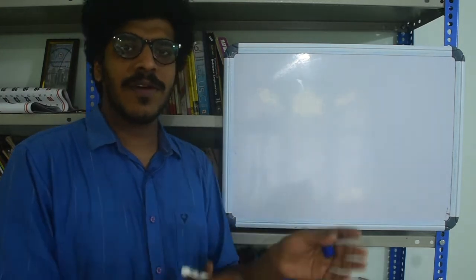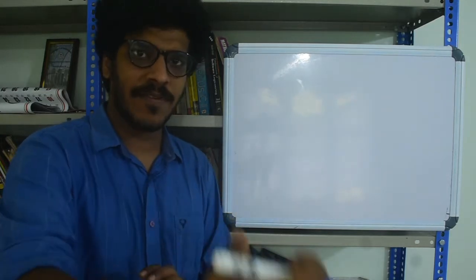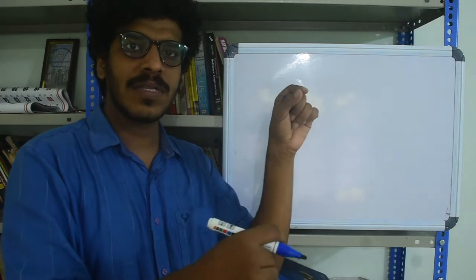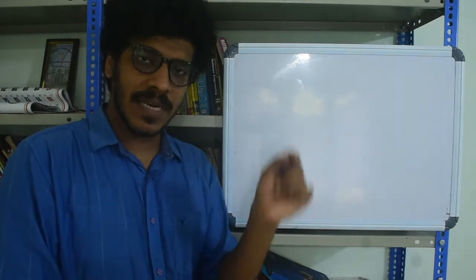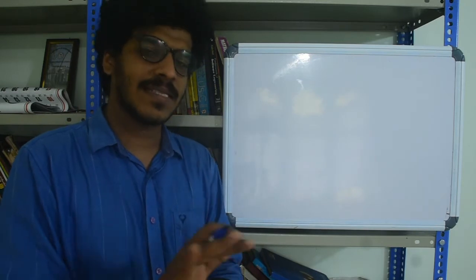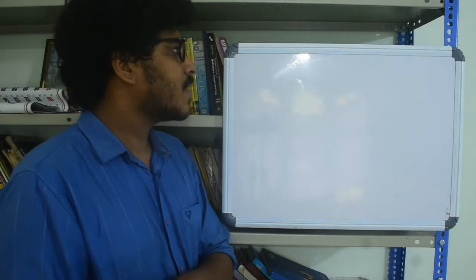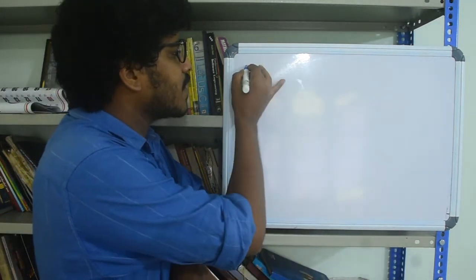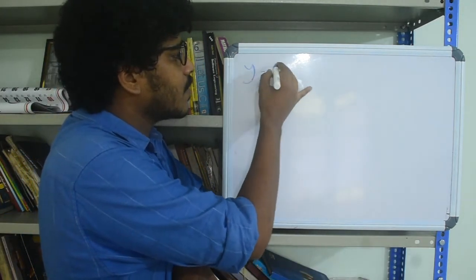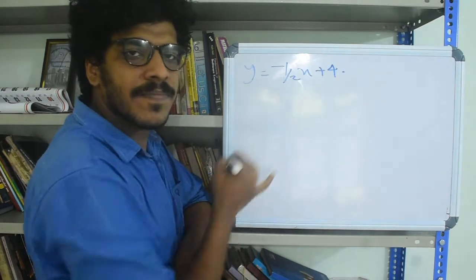Right. So if we get a linear equation to graph, we first find the x-intercept and then the y-intercept. We mark them on the coordinate system, the Cartesian coordinate system, and we connect them with a straight line. That's the strategy. So let's take an example so that things will be a little more clear. Graph the equation y equal to minus 1 by 2x plus 4.